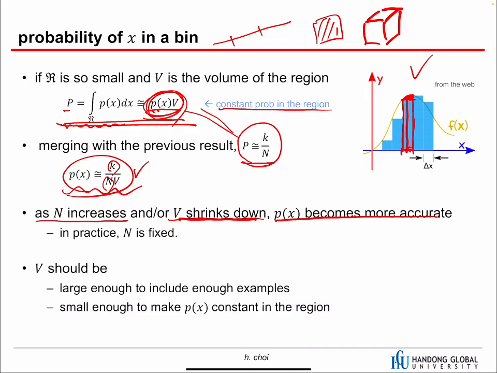But in practice, n is fixed. When we start working on machine learning, usually the number of samples is fixed. And there is another interesting point here. V should be large enough to include enough examples, because if v is really small, then most of the bins will have just 0 samples, and then it's not easy to estimate. And also it should be small enough to make p of x constant in the region. So it's tricky. We have to control this v really carefully.